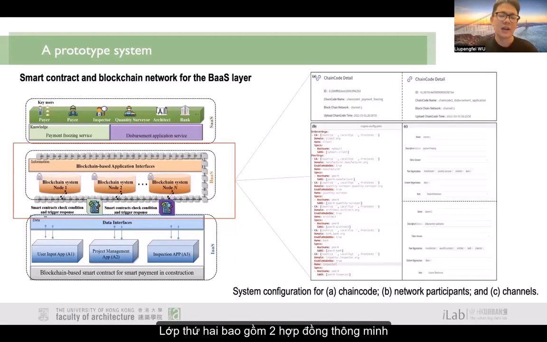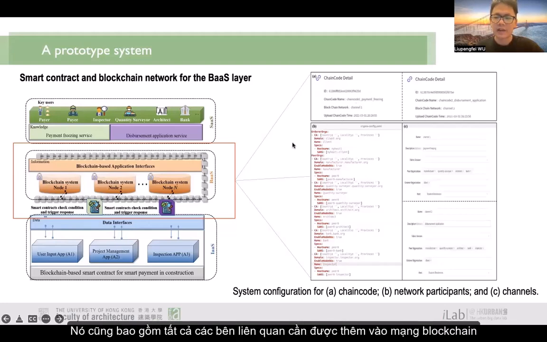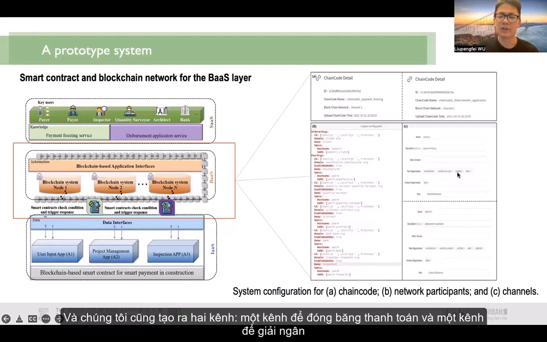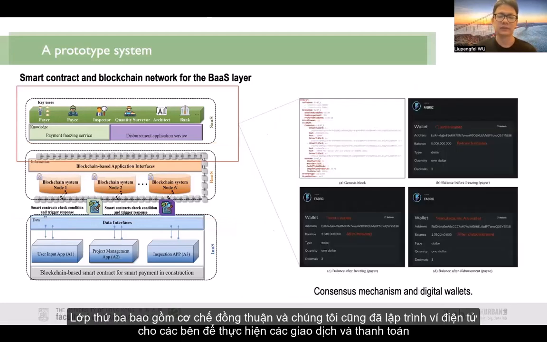The third application is a mobile-based inspection application, which helps the users to actually check the quality of the constructions. And the second layer involves 2 smart contracts. It also involves all the stakeholders that should be added to the blockchain network. And also we created 2 channels, 1 channel for payment freezing and 1 channel for disbursement. The third layer involves a consensus mechanism. And we also configured the digital wallets for each of the parties in order to make the transactions and payments.